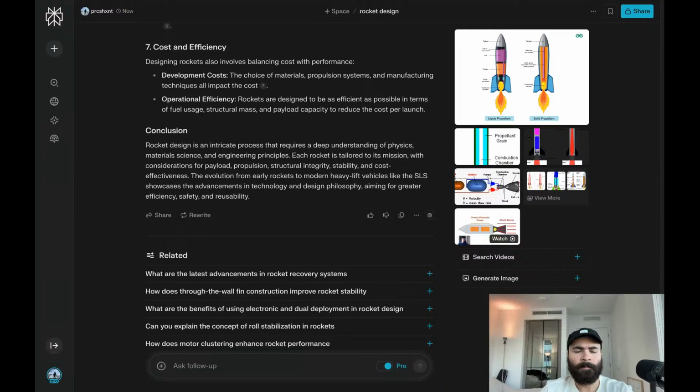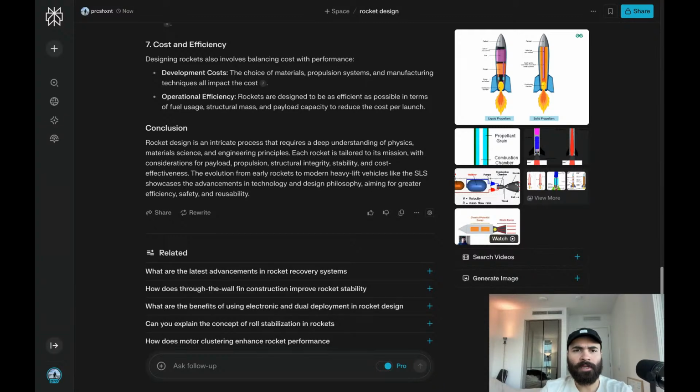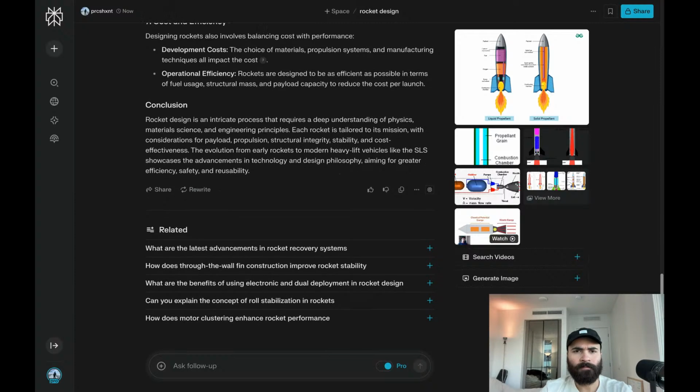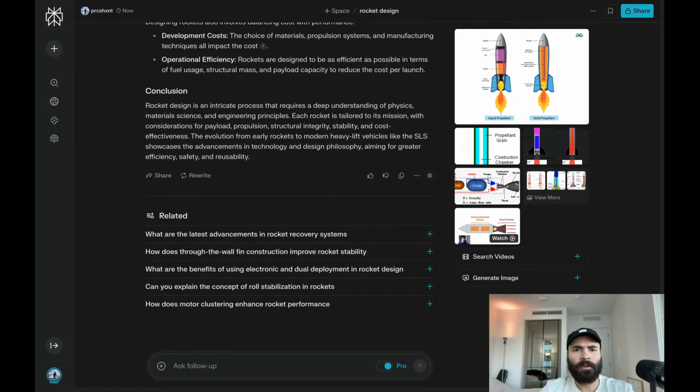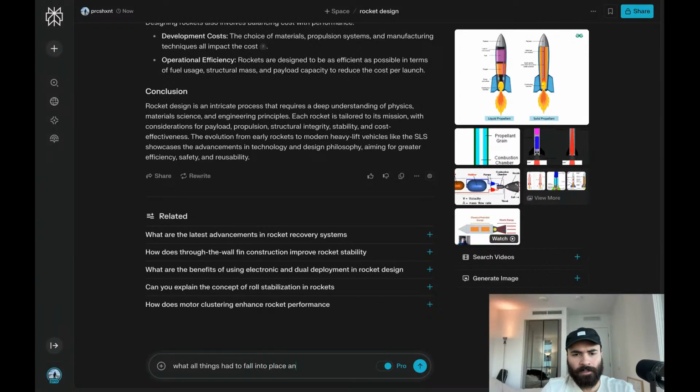Cost and efficiency: the choice of materials, propulsion systems, and manufacturing techniques all impact the cost. Rockets are designed to be as efficient as possible in terms of fuel usage, structural mass, and payload. Actually, let's go into this. What all things had to fall into place, and what all things had to go right for humans to send humans to space?